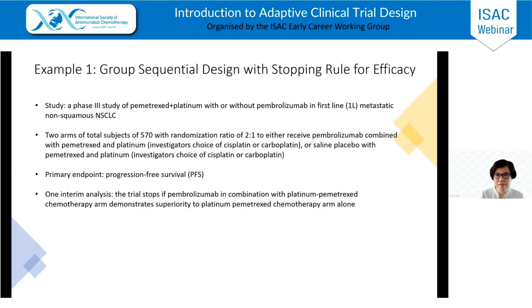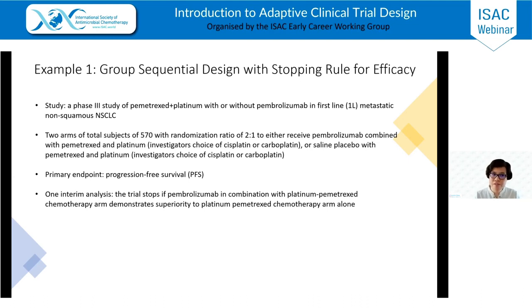So the first one is a group sequential design with the stopping rule for efficacy. This is Merck's immunotherapy, we call it pembro, pembrolizumab. I just copied this from their protocol.